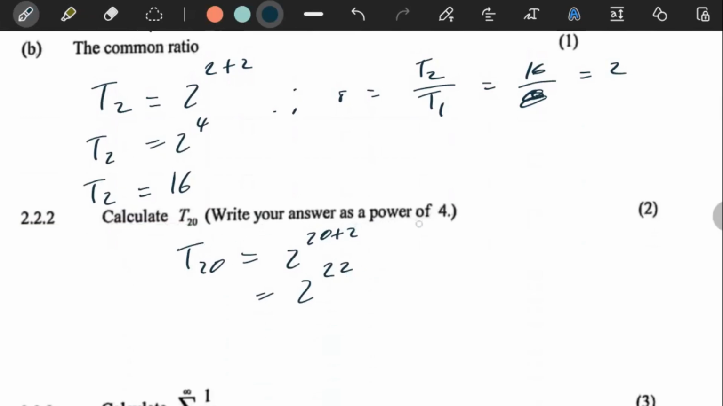Write your answer as a power of 4. So 4 has to be the exponent. I would easily just use trial and error for this type of question. So this number is equal to 4,194,304, right? So if 4 is the exponent, I'm literally just using trial and error.